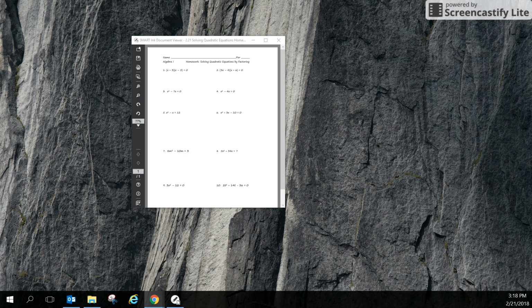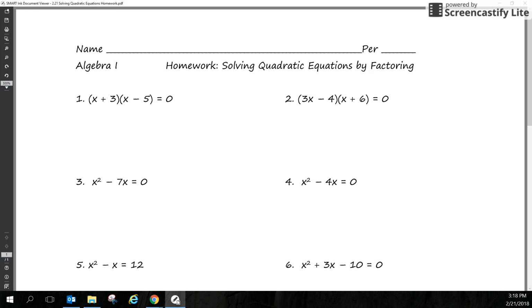Hello, here is the homework for February 21st. We're solving quadratic equations by factoring.